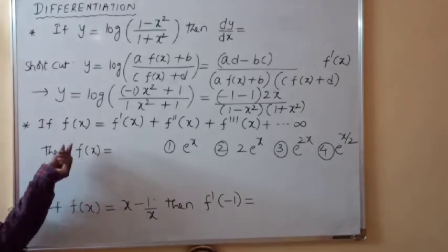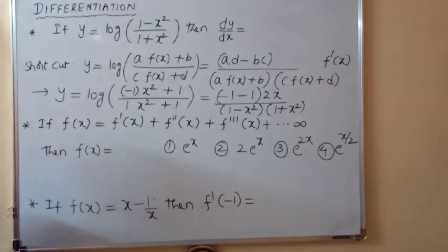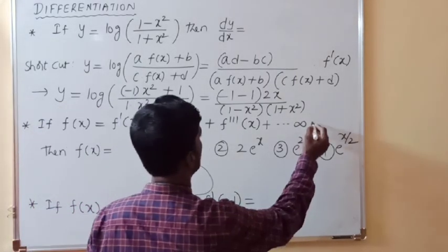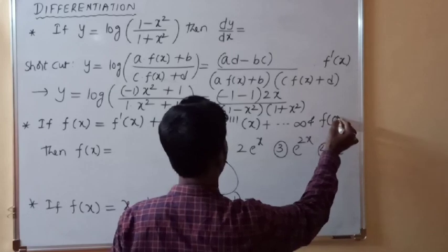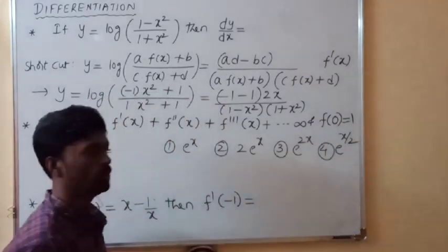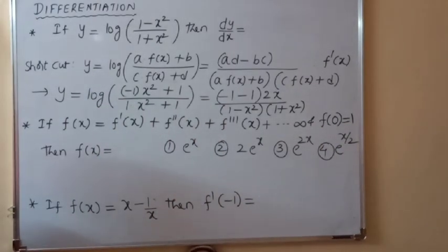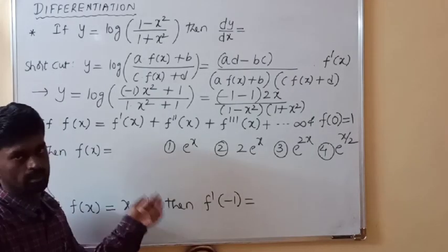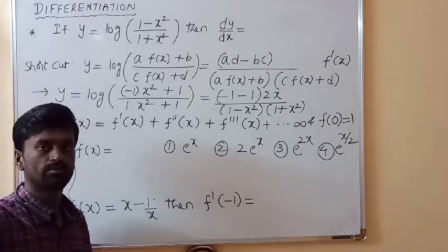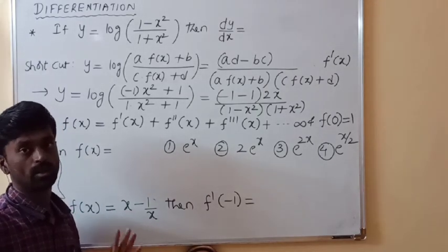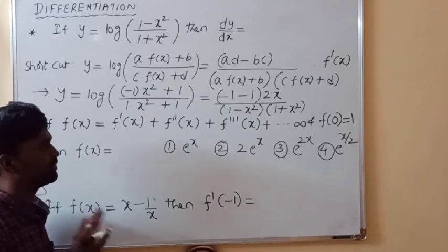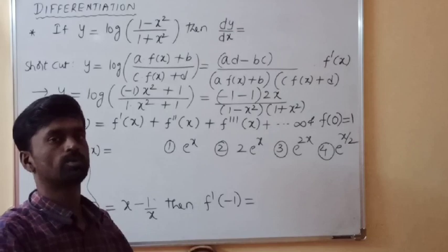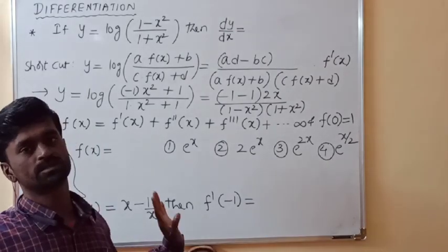Next, look at one more interesting problem. If f(x) is equal to f dash x plus f double dash x plus f triple dash x and so on to infinite terms, and f(0) is 1, then what is the function f(x)? We can solve this problem by the original method, but that will take around 2 minutes. If you verify the options, you can solve the problem within 20 seconds at most.